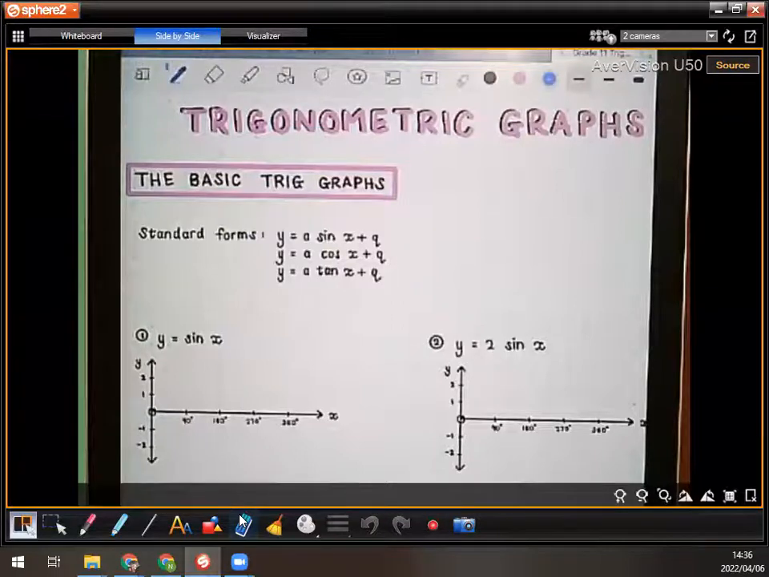I think you guys did trig graphs in a big rush last year. You literally just did sin x, cos x, tan x, and that was it. There was no 2 sin x or sin x plus 1. Yeah, I remember we ran out of time and you had to just squeeze a little bit in.